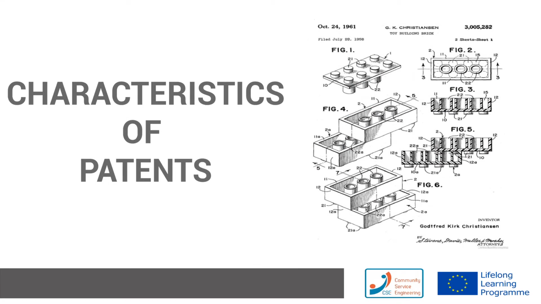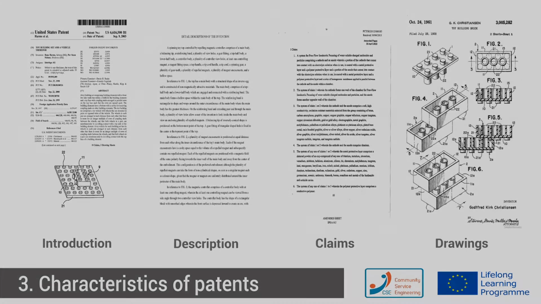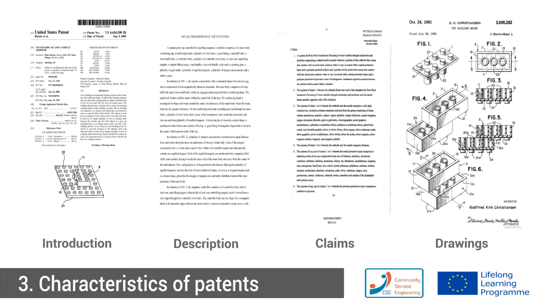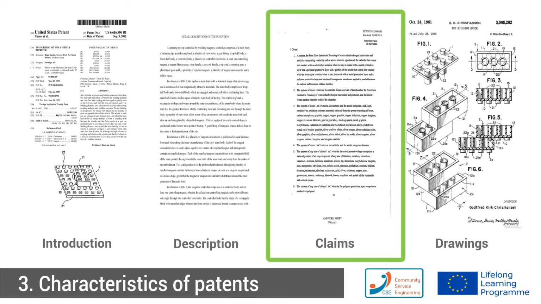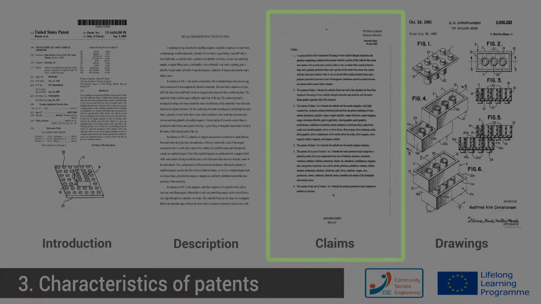How do patents look like? An introduction, a description, and also designs or drawings. However, the most important part in a patent document are the claims. Those are the wordings that exactly protect what is the invention and that actually determine the scope of your patent.